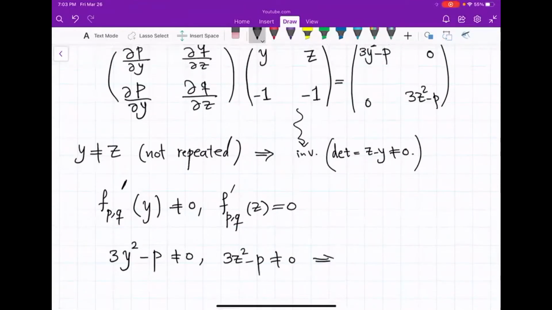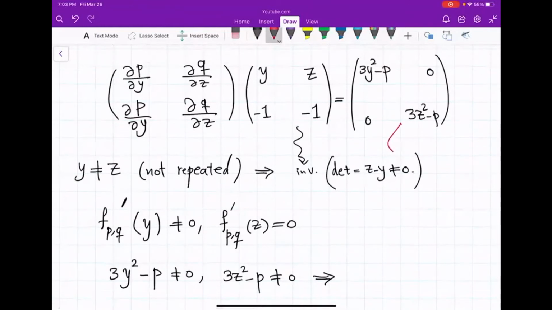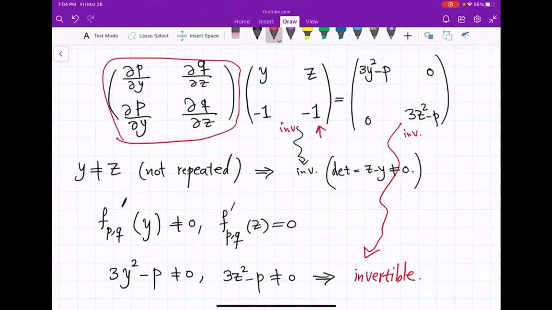From this, you get that this matrix is invertible because none of those diagonal terms is 0. And done. You have invertible, and if you multiply from the right by the inverse of this matrix here, you end up with this equal to an invertible matrix. So the conclusion is that this is invertible, and that's exactly what was needed for the inverse function theorem to apply.